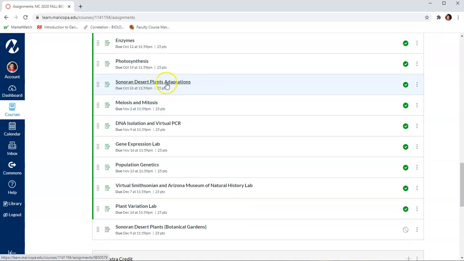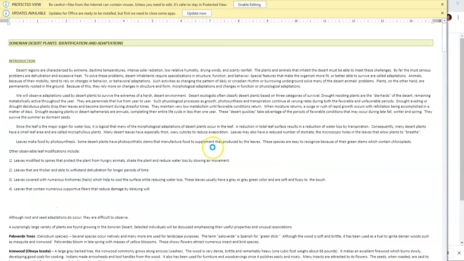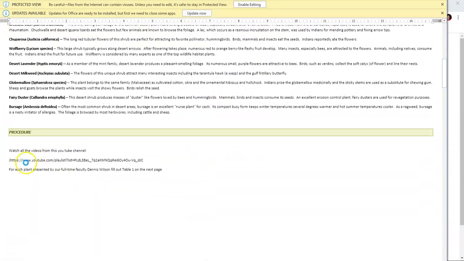Other than that, some of these are going to require you to watch some videos. Like the Sonoran Desert Plant Lab, you'll have to watch videos that are done by some colleagues at MCC. So you'll have to follow these links. It hasn't been hyperlinked in there, so just copy and paste it.